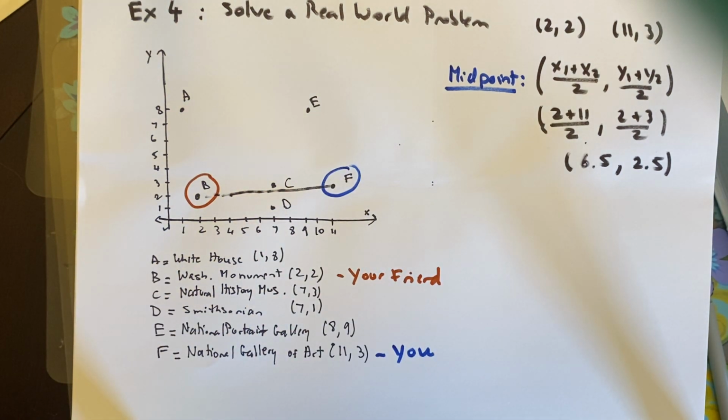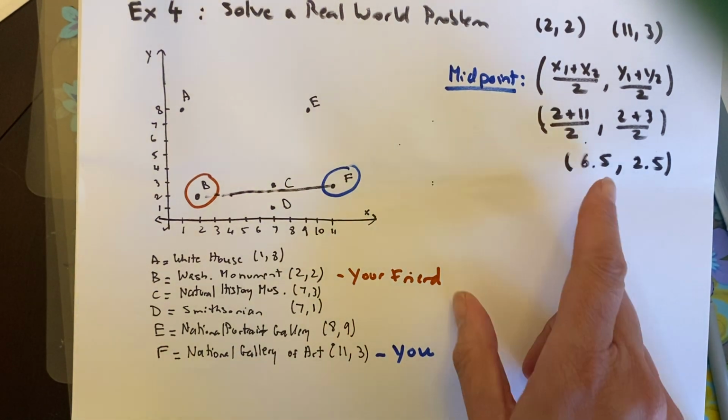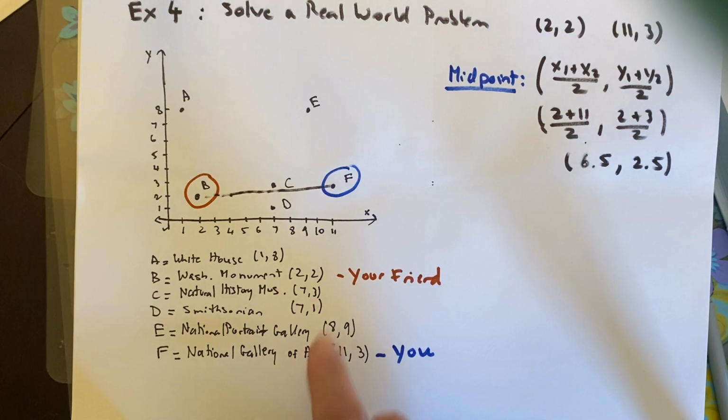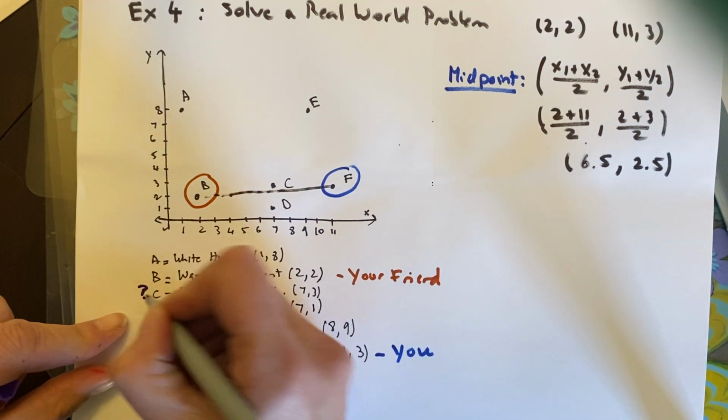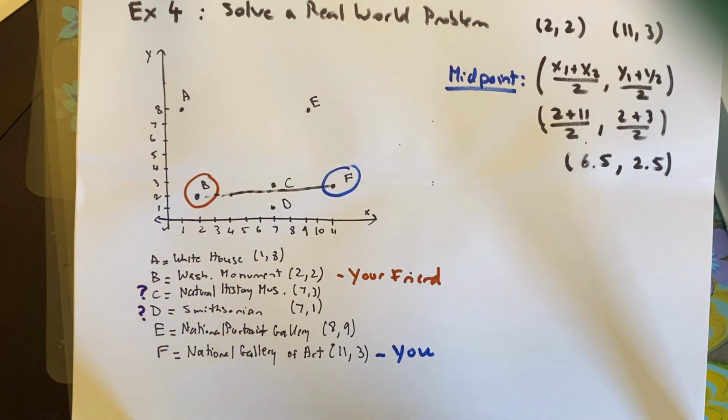Now I've drawn it so C looks closer, but that's not necessarily true. So we need to figure out which is closer to 6.5, 2.5, C or D. Is the Smithsonian the best place to meet, or is the Natural History Museum the best place to meet? Well, we have to do basically two distance formulas.